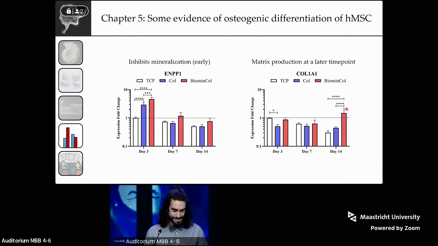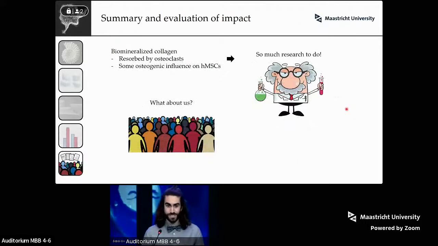We arrive now at the end of my talk. I would just like you to take home the take-home message. Very brief summary is that this biomineralized collagen can undergo resorption by osteoclasts, but there is some influence of the substrate on undifferentiated cells, directing them into an osteogenic lineage.